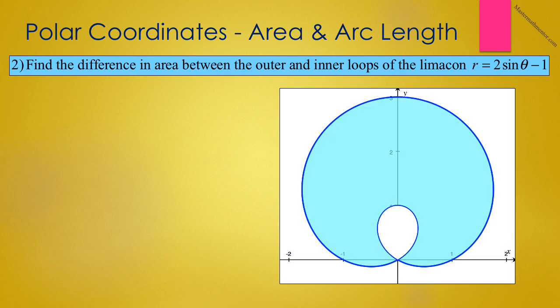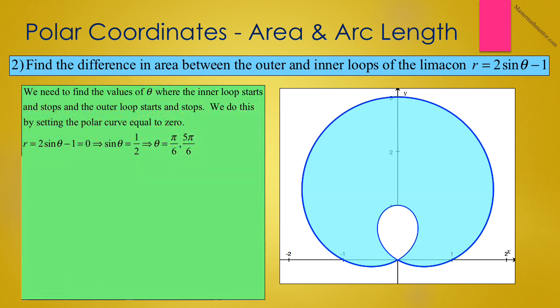This problem would be difficult to do without a graphing calculator, both for graphing the function and for taking the integral. The graph r equals 2 sine theta minus 1 graphs a limacon because it looks like a lima bean. We see it is comprised of an inner loop and an outer loop. We are looking for the difference in area between the loops. So we're interested in the difference between the blue area and the white area.